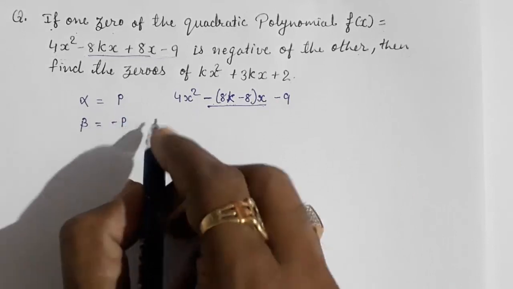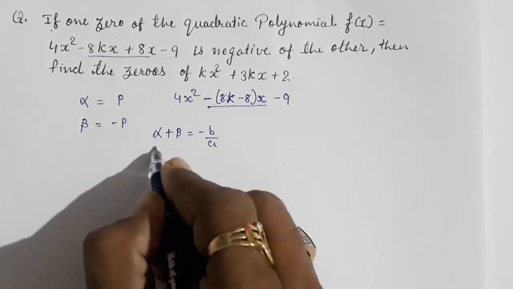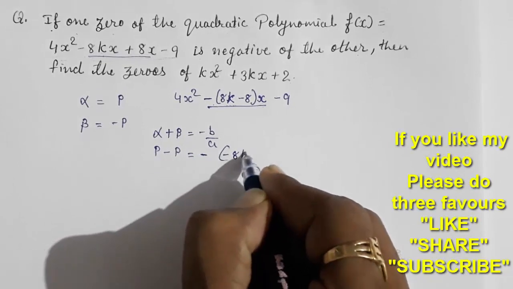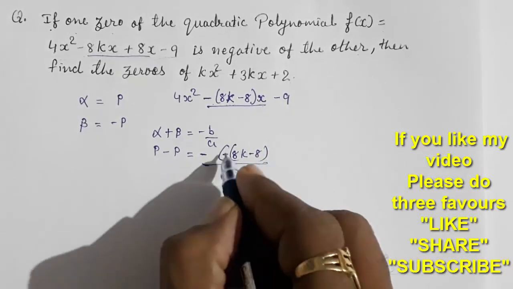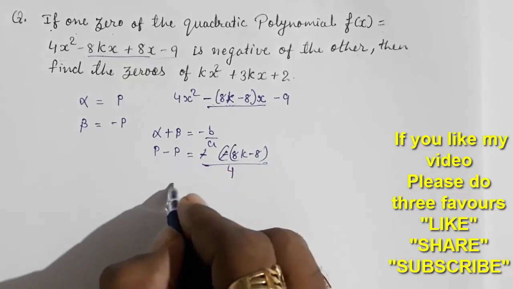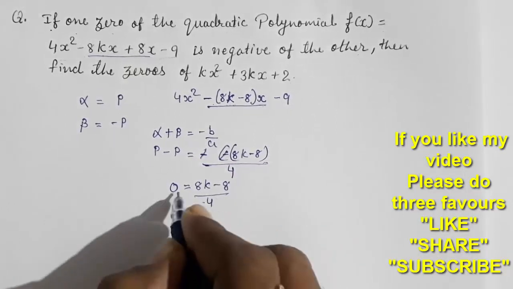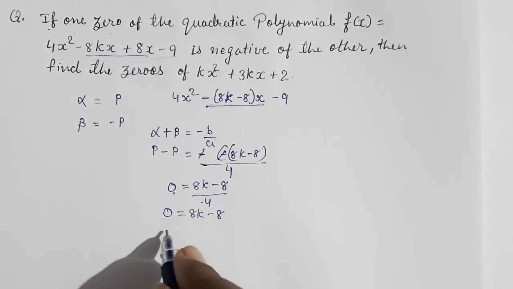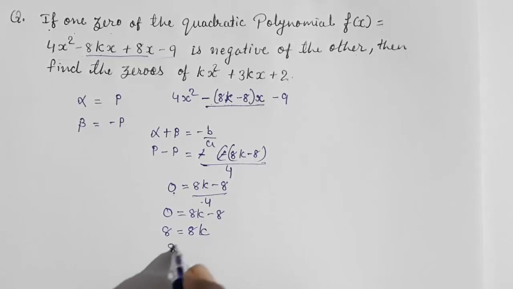Now let us start. Alpha plus beta equals to minus b by a. So here p minus p equals to minus 8 into 8k minus 8 into bracket upon a, that is 4. So this minus minus will get cancelled, and here you will get 0. 0 is equals to 8k minus 8 upon 4. Now this 4 will go here, so 4 into 0, 0 equals to 8k minus 8. Now take this negative 8 on that side, so it becomes positive. Now 8 by 8 equals to k. So you will get k equals to 1.